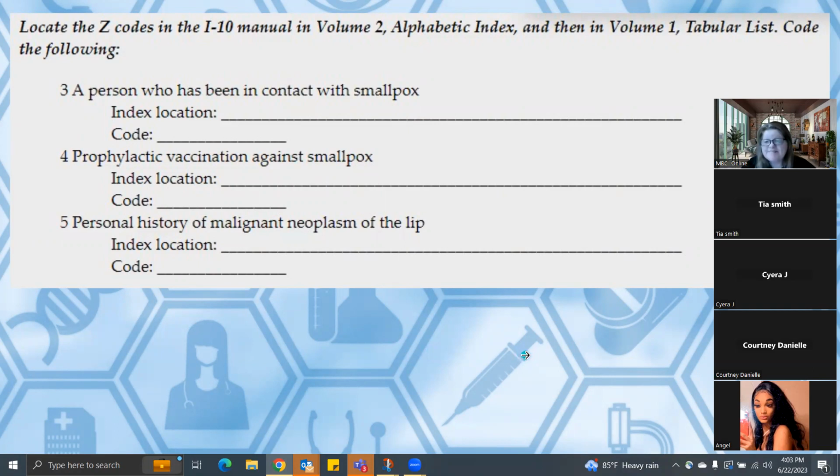You could go either way. You can start with contact, you can start with smallpox. I will say this: you will get the quickest result using contact, but smallpox will get you there. The way they do it in the book, they go contact, and then once you find contact, it breaks down into infectious disease, viral disease, different categories of contact that you can make.